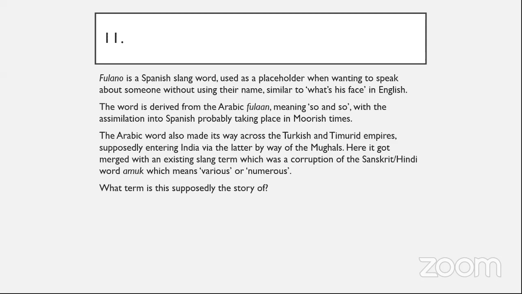Here it got merged with an existing slang term, which was a corruption of the Sanskrit or Hindi word amuk, which means various or numerous. What term is this supposedly the origin story for? So the Arabic word fulan made its way to India via the Mughals, and it got merged with an existing slang term, itself a corruption of the Hindi or Sanskrit word amuk, which means various or numerous.